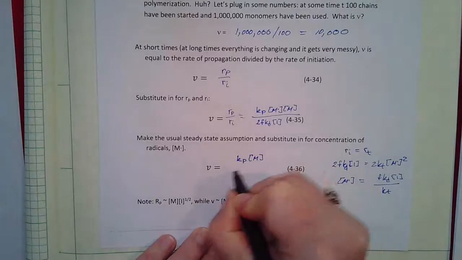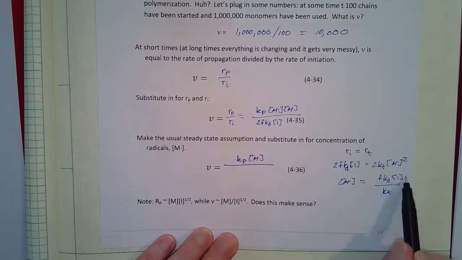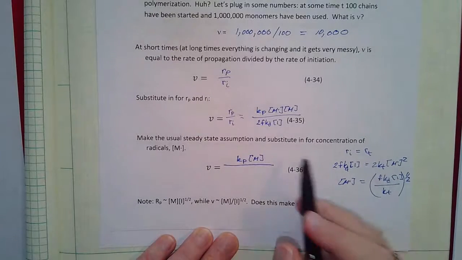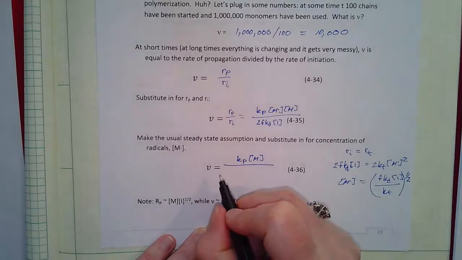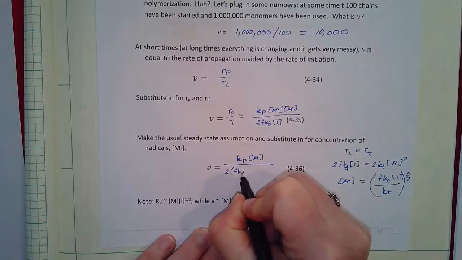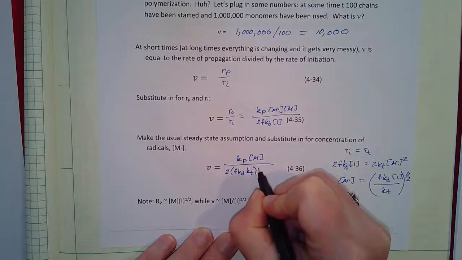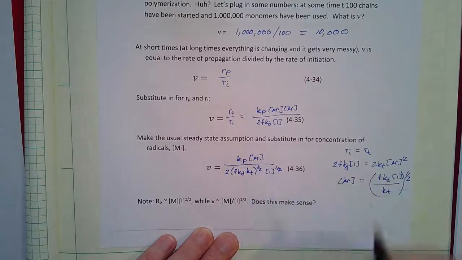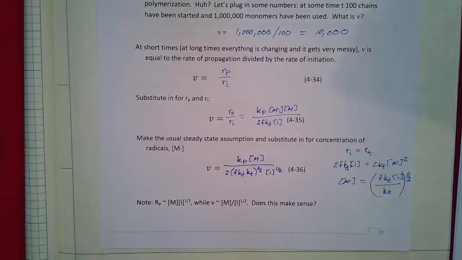So it's kp times the monomer concentration, because see this f kd, oops, what did I forget? The 1/2 power. This f kd is going to divide into this one, okay? So we end up with 2 (f kd kt) to the 1/2 power times the initiator concentration to the 1/2 power. Okay, so that is our kinetic chain length.